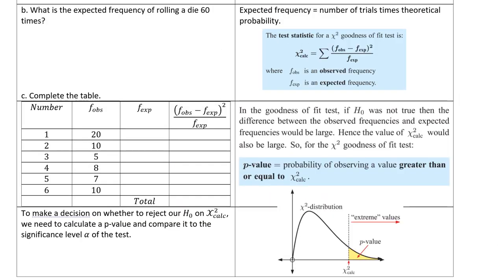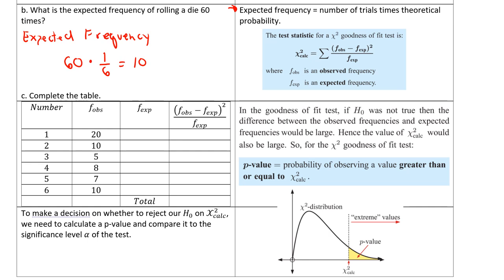All right, and so after you've done that, the next thing we want to do is define what we call the expected frequency, which you'll notice is right here, a little note. Expected frequency is equal to the number of trials times the theoretical probability. So our expected frequency is going to be our 60 rolls, our 60 trials, times our theoretical probability, which is 1 out of 6, which is going to give us 10.